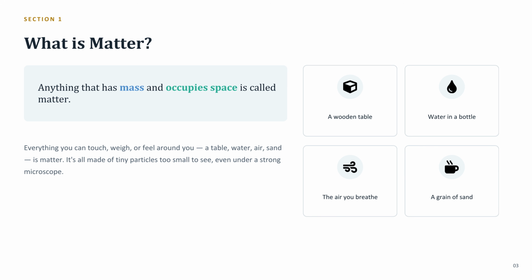What exactly is matter? In science, matter is anything that has mass and occupies space. That means this table, the water in your bottle, the air around you, even a tiny grain of sand. All of this is matter. Everything is made up of extremely small particles. So small that we cannot see them even under a powerful microscope.